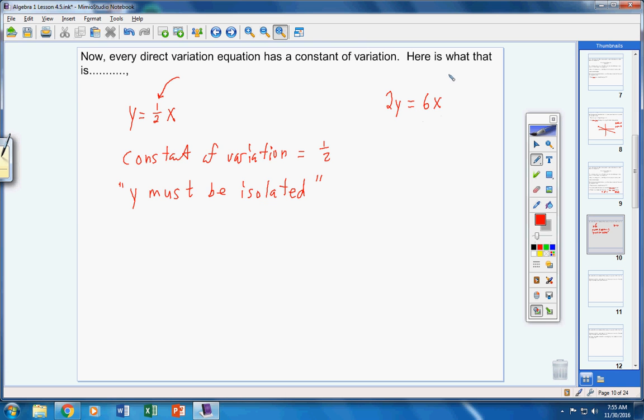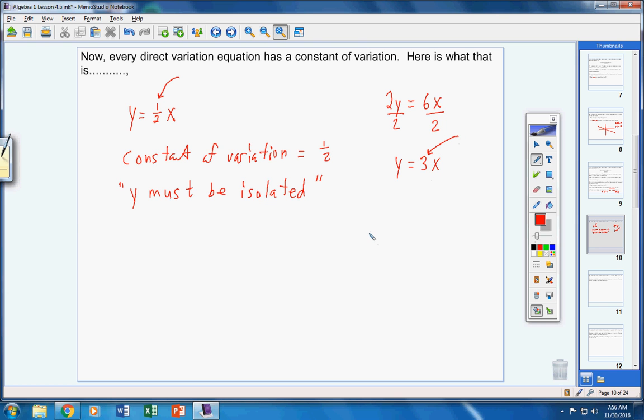So you might look at this and say, oh, the coefficient of x is 6, so my constant of variation is 6. And that's wrong. Y must be isolated first before you can assume that. So divide both sides by 2 to get the y isolated. When I say the y needs to be isolated, I mean get the y all by itself. Divide both sides by 2 and you get this. Now you can look and see what the constant of variation is. The constant of variation is 3.